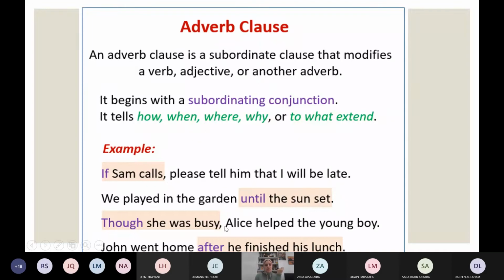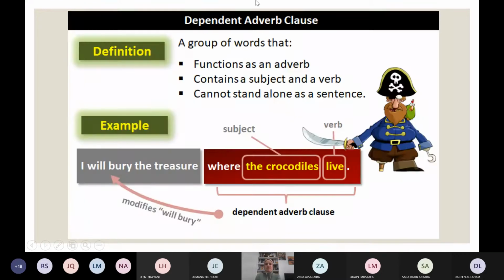Though she was busy, comma, Alice helped the young boy. John went home after he finished his lunch. Here, there is no comma because it came at the end. A dependent adverb clause is a group of words that functions as an adverb. It has a subject and a verb. Clause, subject, and verb. An adverb clause functions as an adverb. It cannot stand alone.